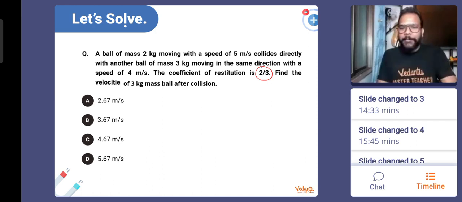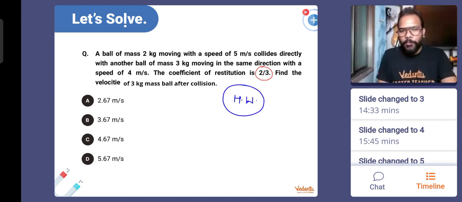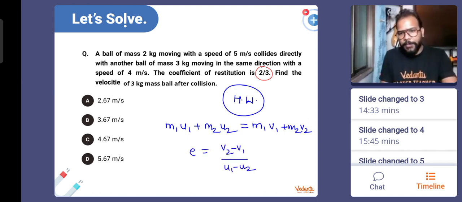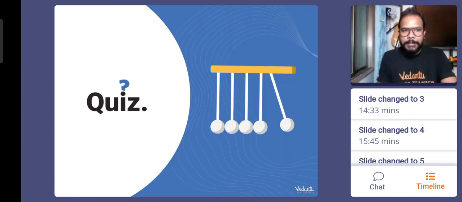इसमें कोई फॉर्मूला नहीं है, ये अभी जो सॉल्व किया वो तरीका है. ठीक है. So, अच्छा चलो, this I am leaving for you guys as homework. ये homework की तरह छोड़ रहा हूँ, but I will tell you what you have to do. M1 U1 plus M2 U2 equal to M1 V1 plus M2 V2, and दूसरा E equal to V2 minus V1 upon U1 minus V2. ये दो चीजें लगा के solve करना है इसको. Okay? Yes. Similar I have solved already.